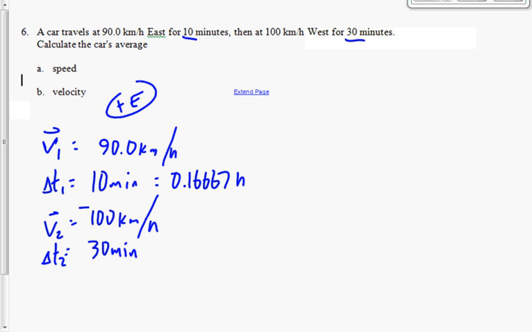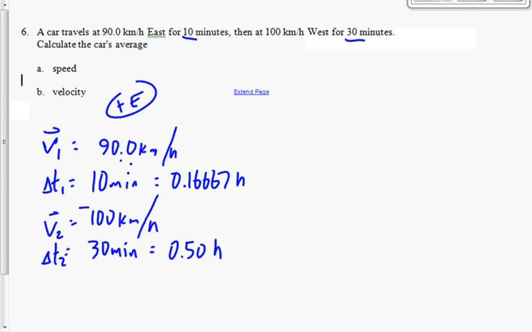Is that okay? How many people did it that way? How many people went to hours? Okay, how many people went to minutes? How many people went to seconds? Okay, those are all fine. If you go to seconds, the only thing is you've got to convert this to meters per second, so it's a little bit more work, not much. 30 minutes, this one's easy, 0.50 hours.